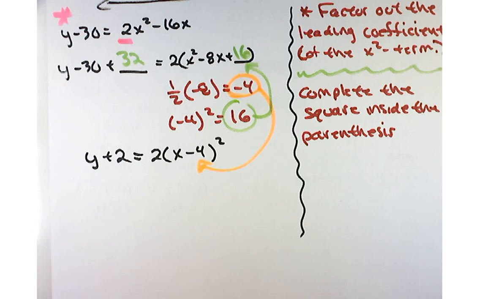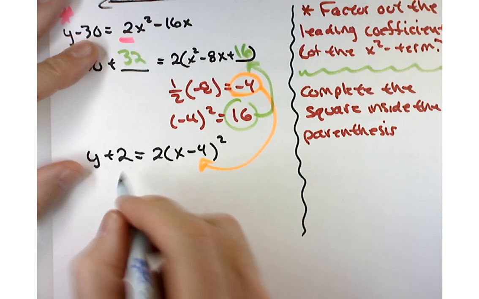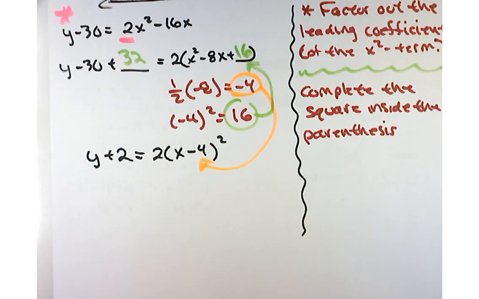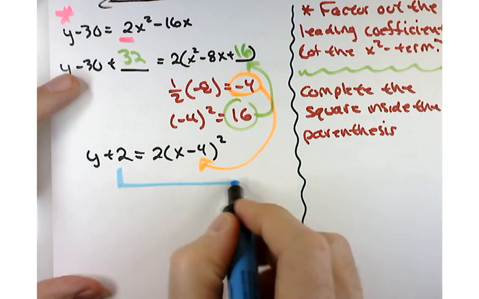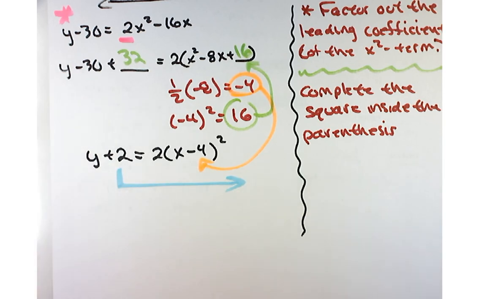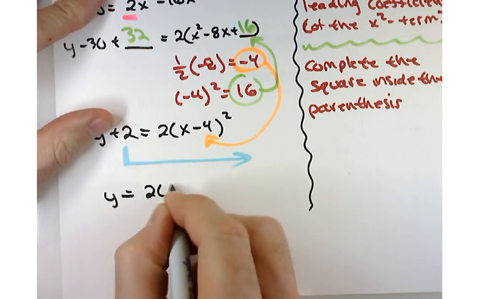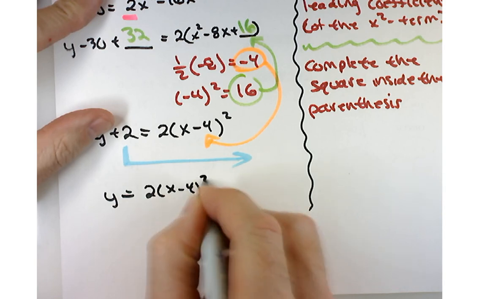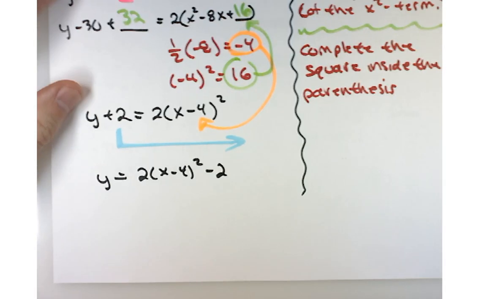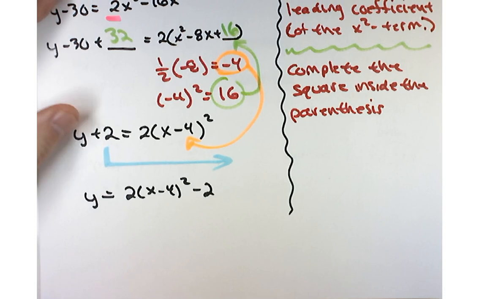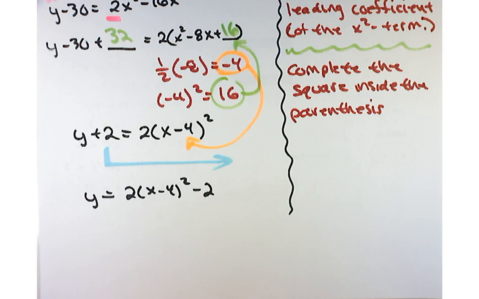So, good. Now, let's move the 2 back to the other side, so that we have y by itself. And I'll have y equals 2 times x minus 4 squared minus 2. And this is the vertex form that I was looking for. I wanted it in this form because I claim it's really nice to work with. You can just look at this and read off what the vertex is.